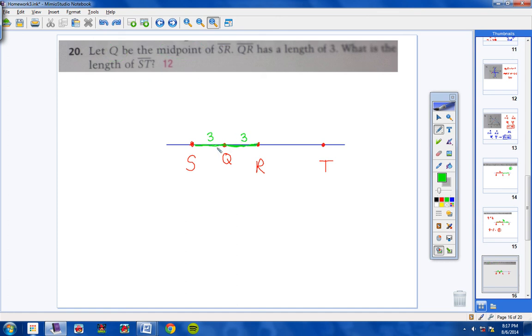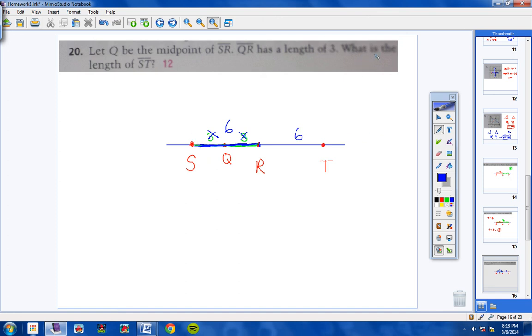Now, if SQ is 3 and QR is 3, then doesn't it make sense that the length from S to R is what? 6. SR is 6. 3 plus 3. Well, now hold it. We know from the directions that R is the midpoint of ST. So if R is right in the middle of ST, that means if SR is 6, then RT is also 6.